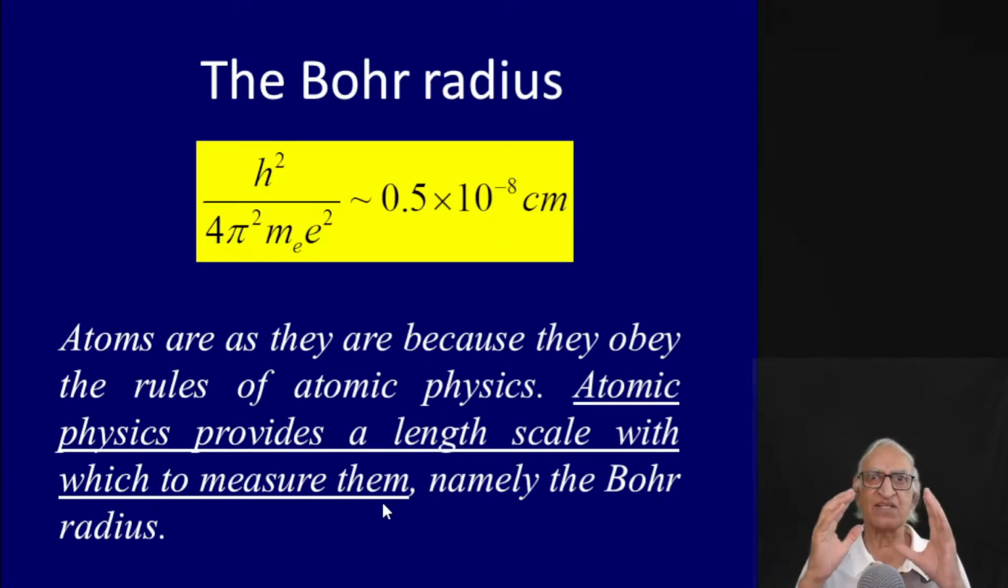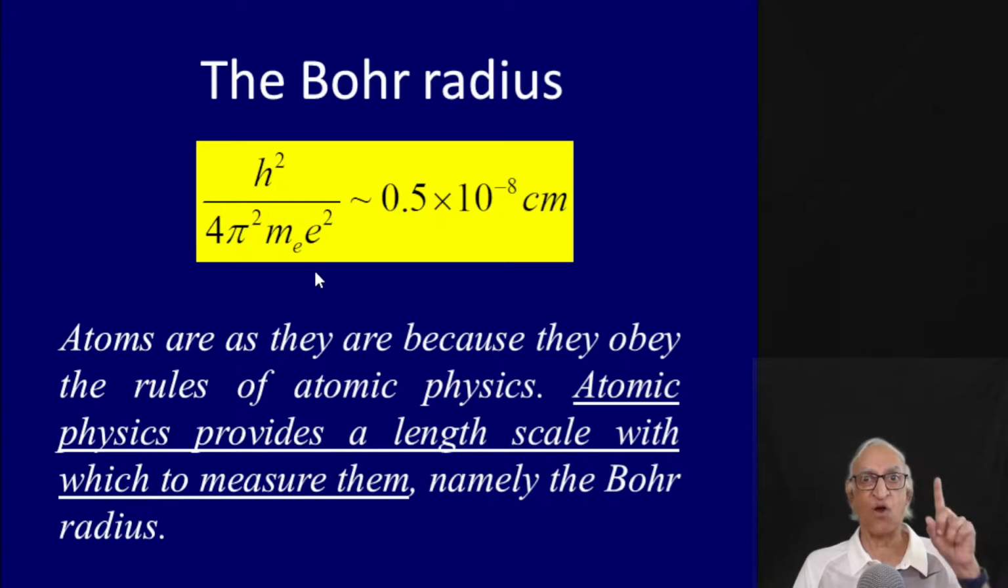In other words, this very simple theory of the atom, namely centrifugal force is balanced by Coulomb attraction and angular momentum is quantized, that theory has fundamental constants: Planck's constant, mass of the electron, charge of the electron, and so on. And it gives you this combination, h squared divided by 4 pi squared m e squared, which is a dimension of length. It says objects which obey these rules of atomic physics must be of that size. What is that size? Half an angstrom, 0.5 into 10 to the power minus 8 centimeters.